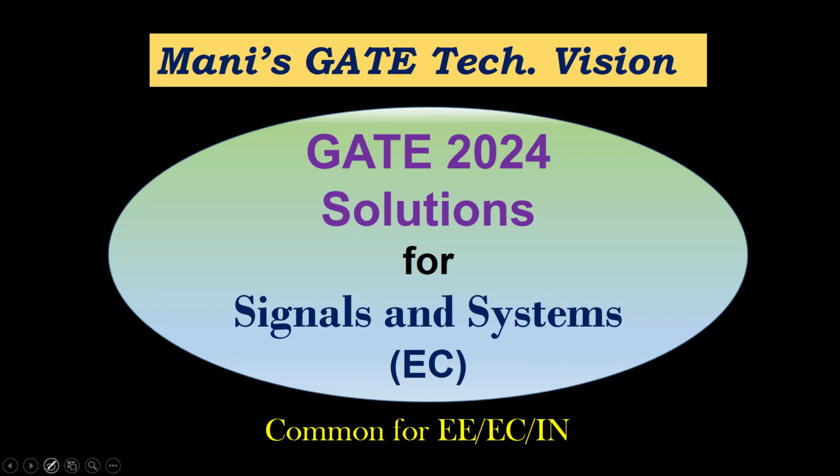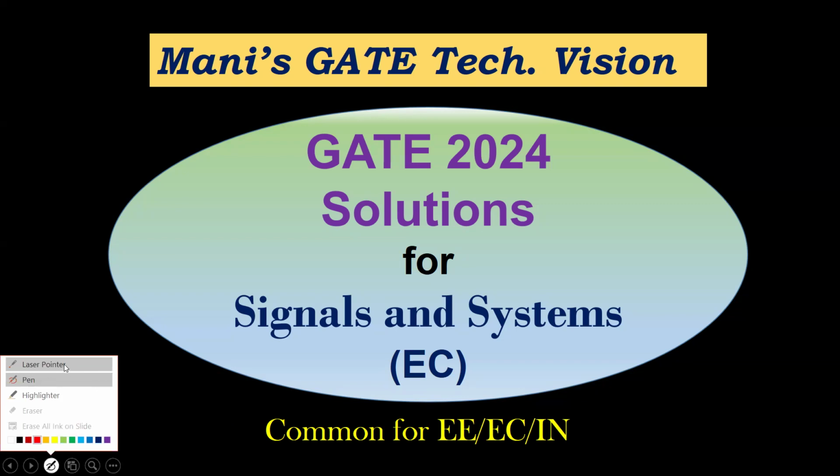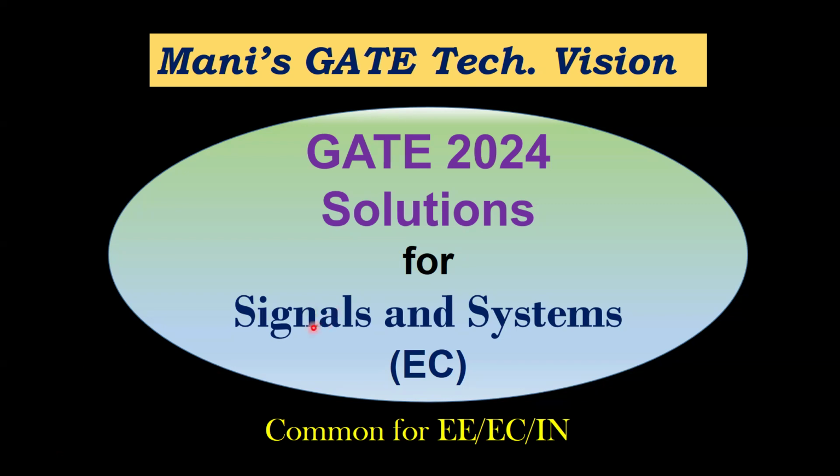In this video, I am going to solve GATE problems from the subject Signals and Systems for the discipline of Electronics and Communication. I have taken the GATE 2024 question paper and I have taken the topics which are common for electrical, electronics and instrumentation engineering. So all those branch candidates can watch this video. So let me start solving the problem.